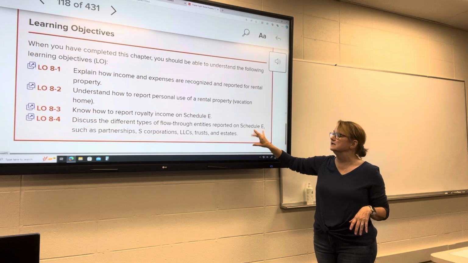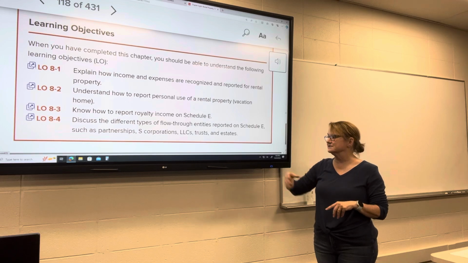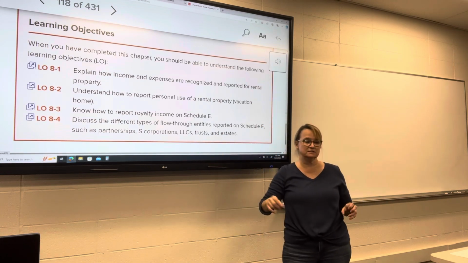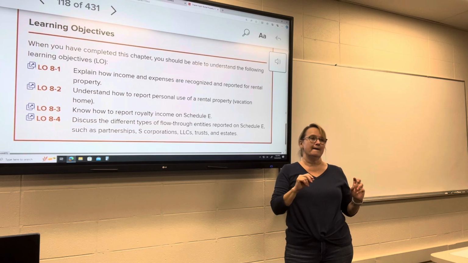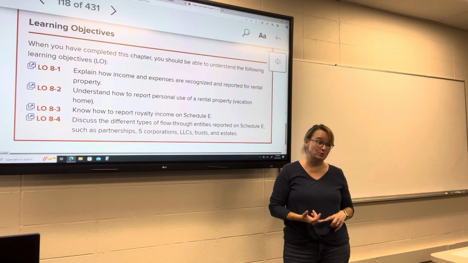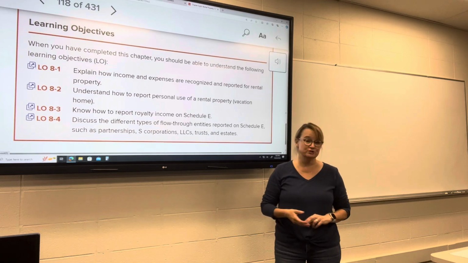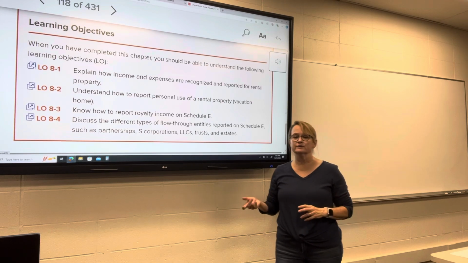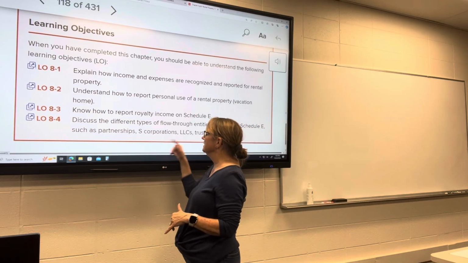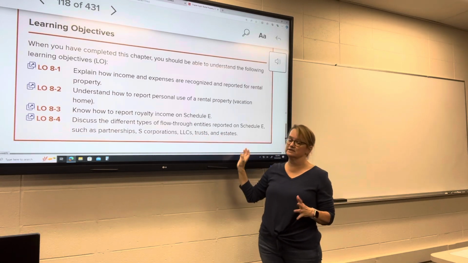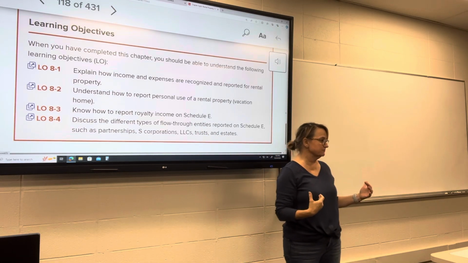These are mainly partnerships and S corporations. They throw LLCs in here, but really LLCs are not a tax entity. They're a state entity, and an LLC could be a sole proprietorship, a partnership, or an S corporation, depending on how that LLC chooses to be taxed. But they throw it in here. And then trusts and estates are also part of passive entities.